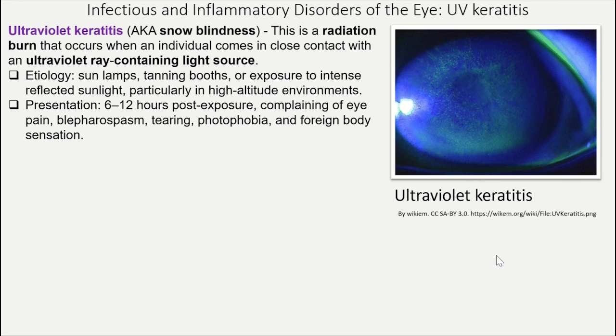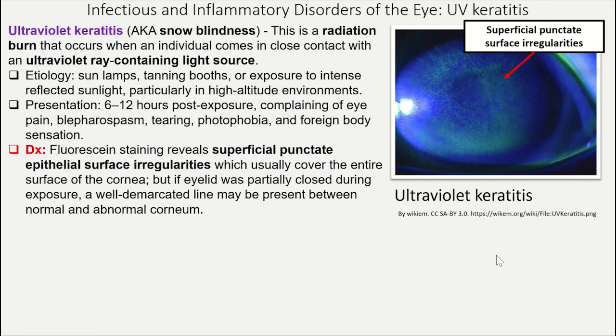The presentation is 6 to 12 hours after exposure. They have eye pain, eyelid blinking, several blinking spasms, tearing, photophobia, and foreign body sensation. The diagnosis is a fluorescein stain of the eye will show superficial punctate epithelial surface irregularities, which usually cover the entire surface of the cornea.